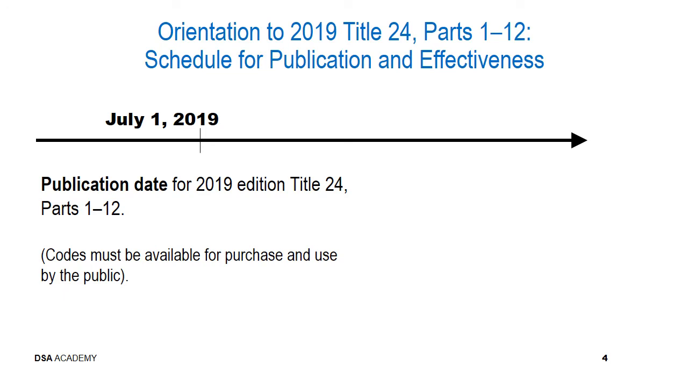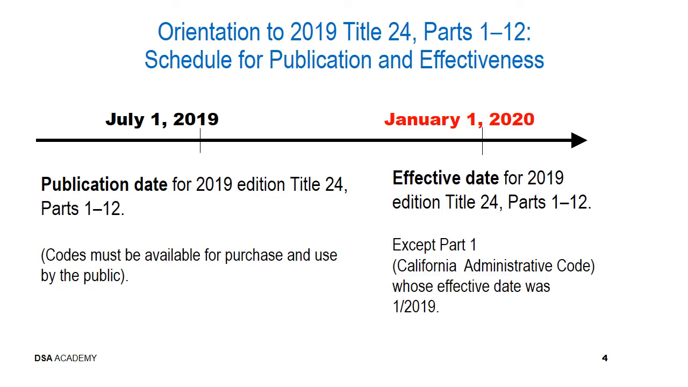Providing some background on the dates of effectiveness for the 2019 codes. So for parts 1 through 12, based upon when they were published and when they become effective, this timeline gives some information about that. So the first date of publication is July 1st, 2019, and that's when parts 1 through 12 are provided and published. The codes need to be available for purchase and use by the public, and they become effective January 1st, 2020, and that is correct for the parts 1 through 12, with the exception of part 1, which is the administrative code, which becomes effective 30 days after filing with the Secretary of State. So the 2019 administrative code became effective in January of 2019.